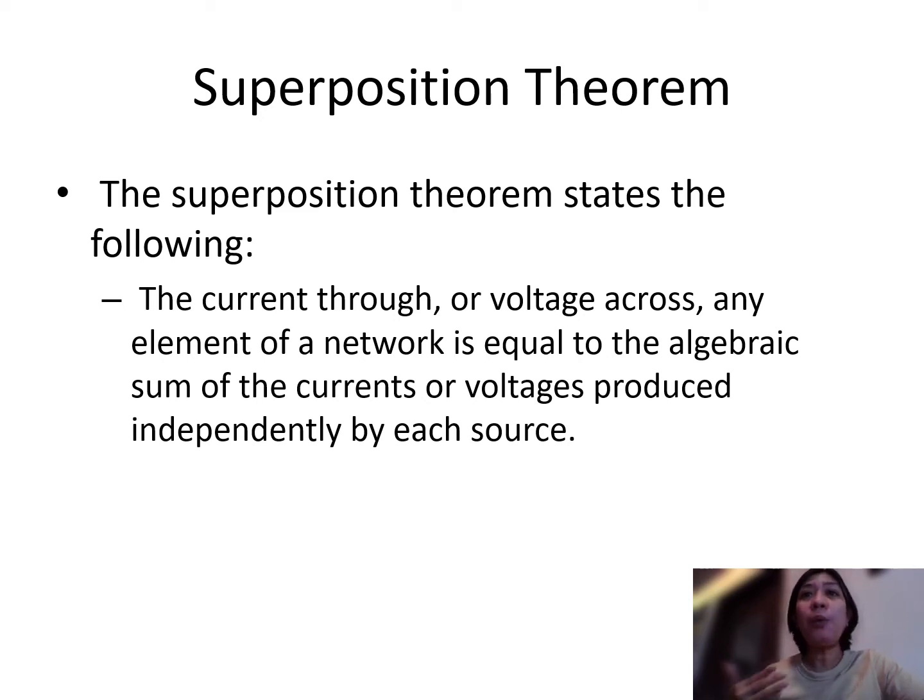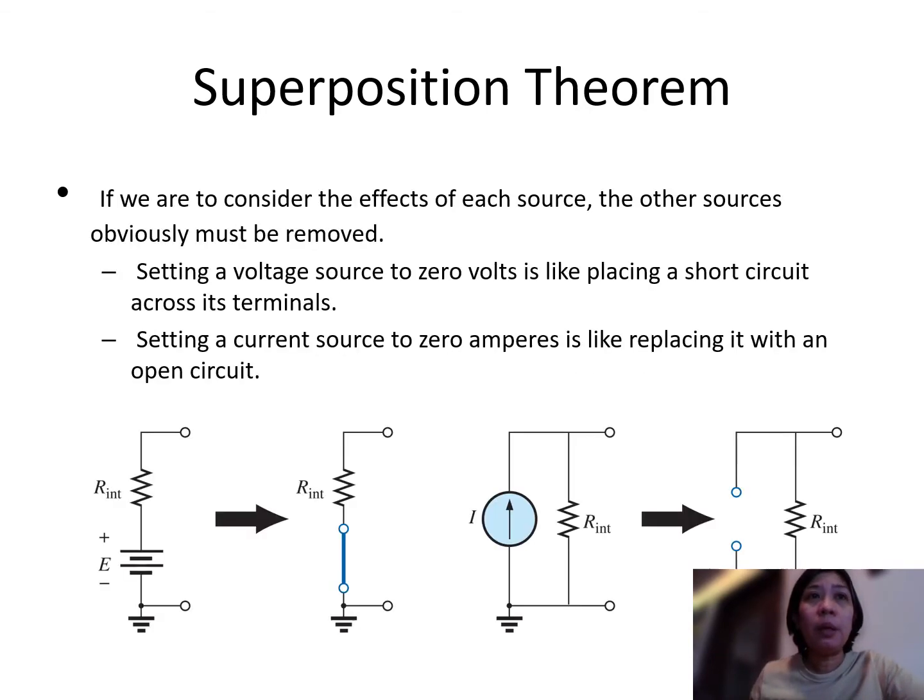So how are we going to do this? How are we going to analyze just one of the sources, and how are we going to neglect the others while we are analyzing one specific source? If we are to consider the effects of each source, the other sources obviously must be removed. There are two types of sources that we're going to discuss, a voltage source and a current source. So how are we going to remove them?